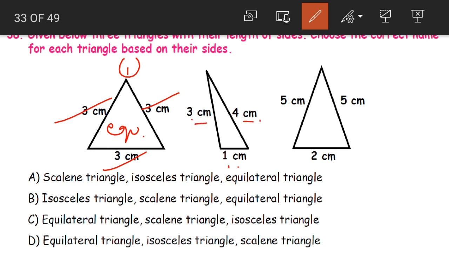Now coming to the second one, 3, 4, 1. Yes, 3 centimeters, 4 centimeters and 1 centimeter. All the three are different. So what will this be called, children? Scalene triangle. Yes, all the three are different.